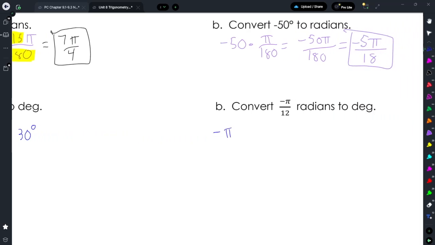Right, now negative pi over 12 times 180 over pi. Again, the pi's cancel, so it's going to be negative 180 over 12, which is negative 15 degrees. So that was our introduction to angle measurements, focusing a lot on angles in degrees and introducing the idea of radians. Next time, we're going to spend a lot more of our time talking about radians and how to draw angles in radians as opposed to degrees.